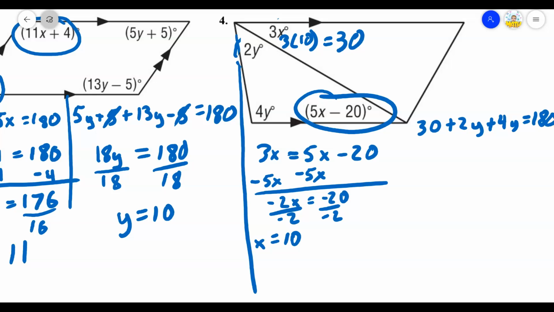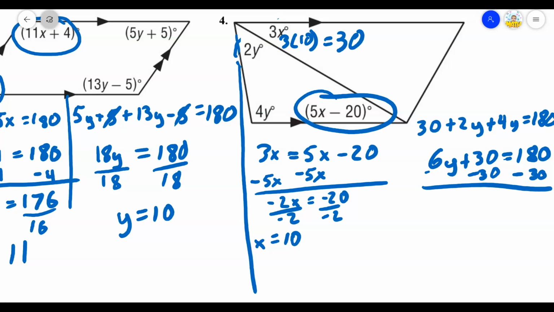Here we go. So we have 6y plus 30 equals 180. So we would subtract 30 from both sides. So 6y equals 150. And then we would divide by 6. So now y is 25. We went the other way that time.